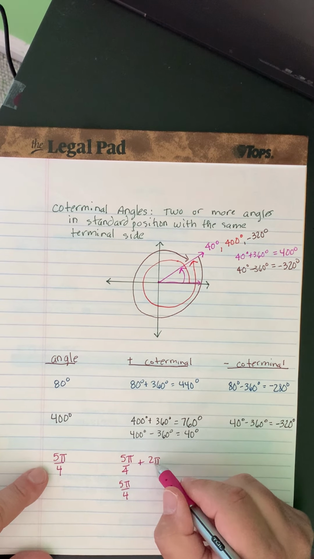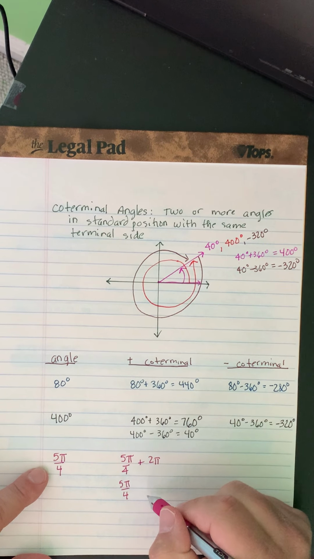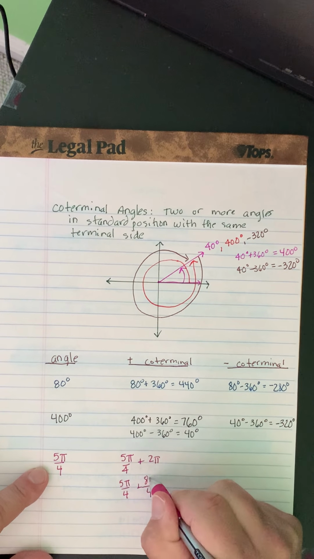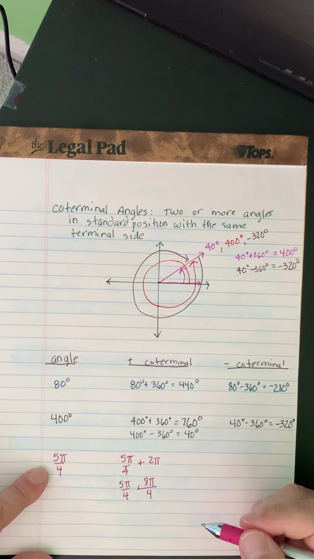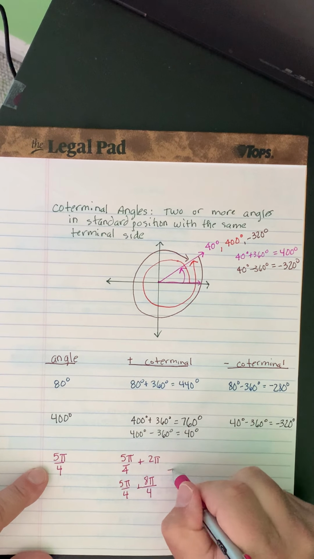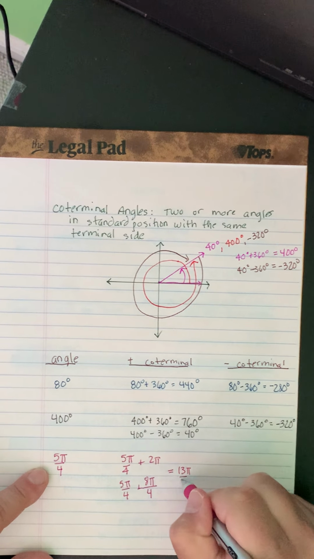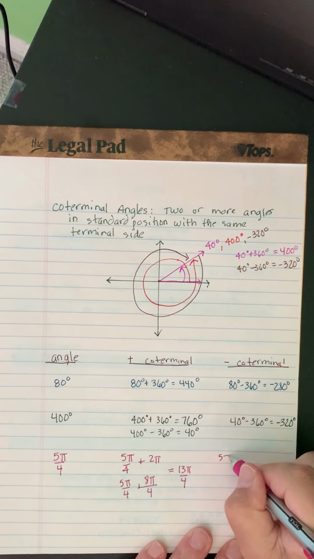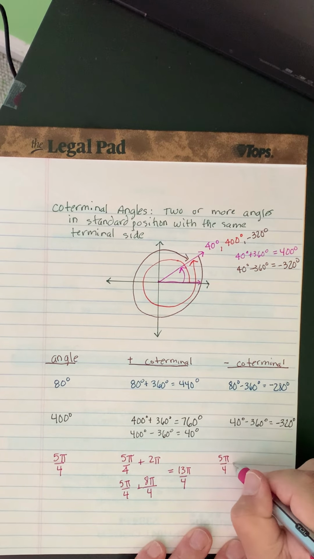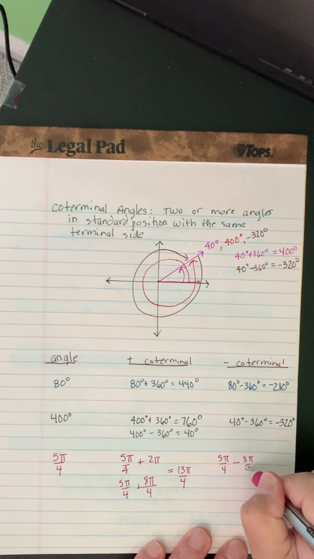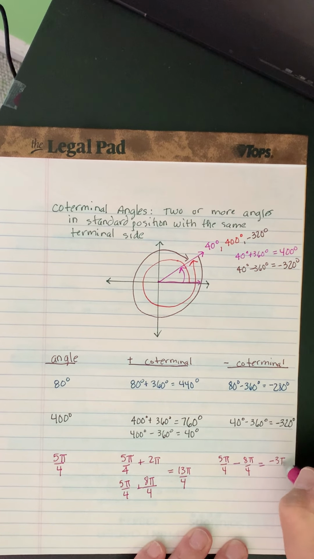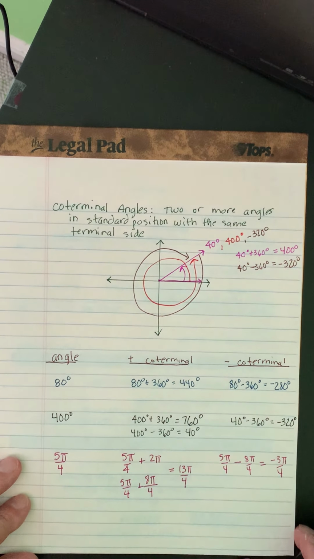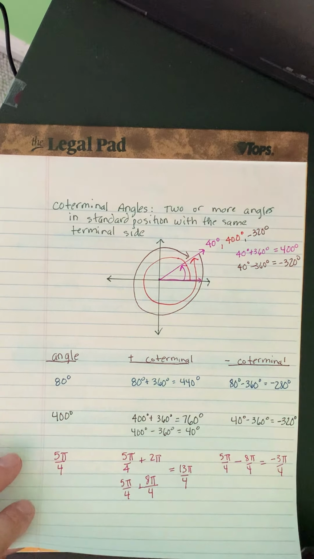So I need to find a common denominator. Obviously it's 4. So what would go over 4 to make 2? That would be 8. So I'm actually adding 8 pi over 4. So that answer would be 13 pi over 4, the equivalent positive coterminal angle. And then doing the same thing, subtracting 8 pi over 4 would be negative 3 pi over 4. So those would be your coterminal angles for that. Okay? Moving on.